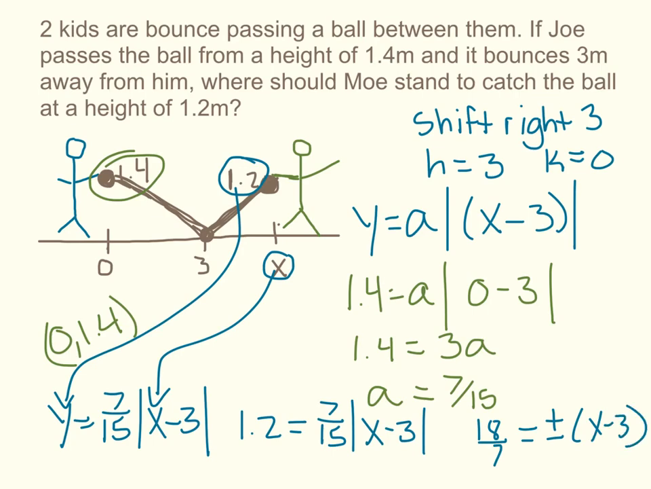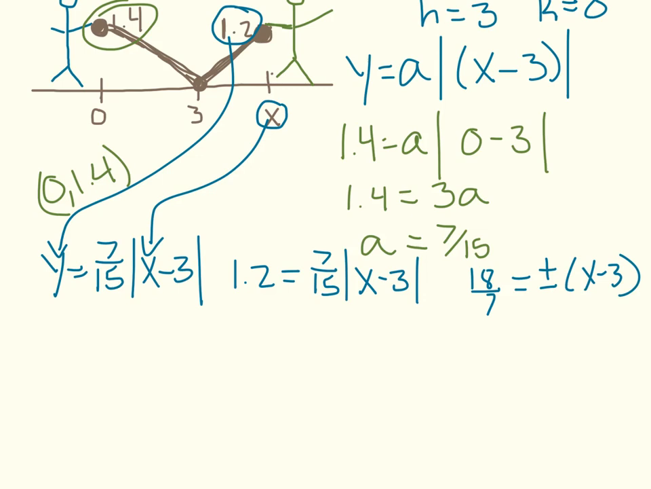Okay, I'm going to need to scroll up for a second. Hold on. All right, so 18 over 7 equals x minus 3. Add 3 to 18 over 7, and I get 39 over 7, or 5.571.